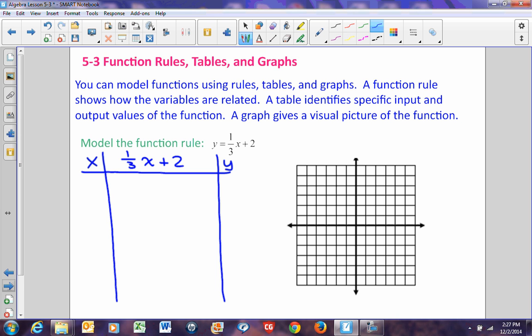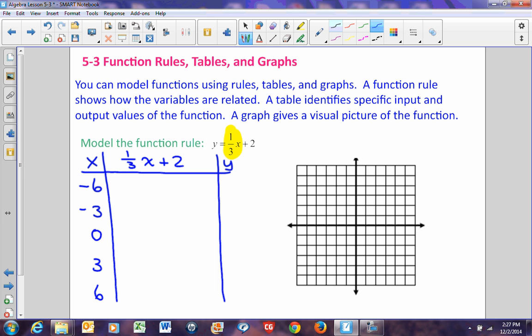This is a different type of function because if you look at it, you can see right here that x is multiplied by the fraction 1/3. Personally, I don't like dealing with fractions, so instead of using -2, -1, 0, 1, and 2, I'm going to use whole numbers in which when I multiply them by 1/3, the 3's will cancel out. In other words, I'm going to use multiples of 3. So I'm going to use -6, -3, 0, 3, and 6 as my input values for x.